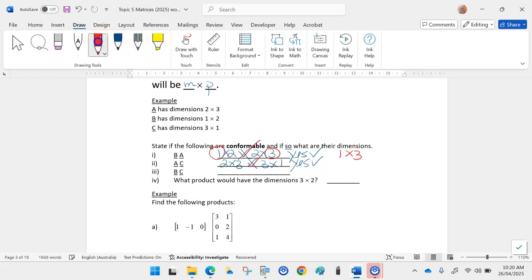And what will be the dimensions of this particular matrix? Okay, there's the 2 and there's the 1. It will have dimensions 2 by 1, 2 rows, 1 column.